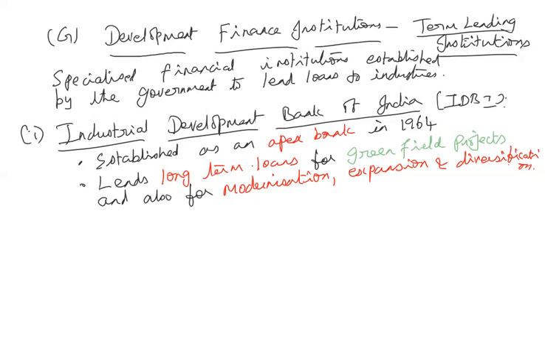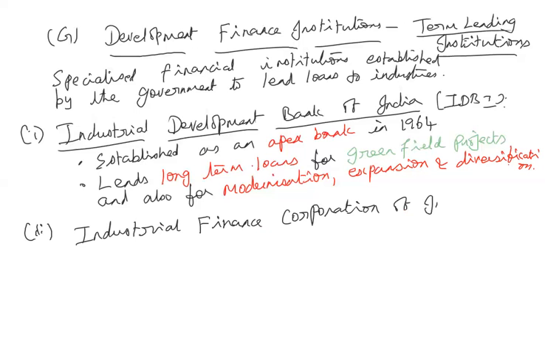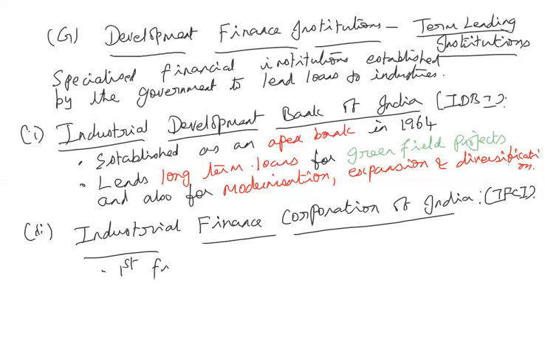Okay, then the second, Industrial Finance Corporation of India, IFCI. It is the first financial institution established for the purpose of lending loans to industries immediately after independence. So this is the first financial institution, established in 1948.